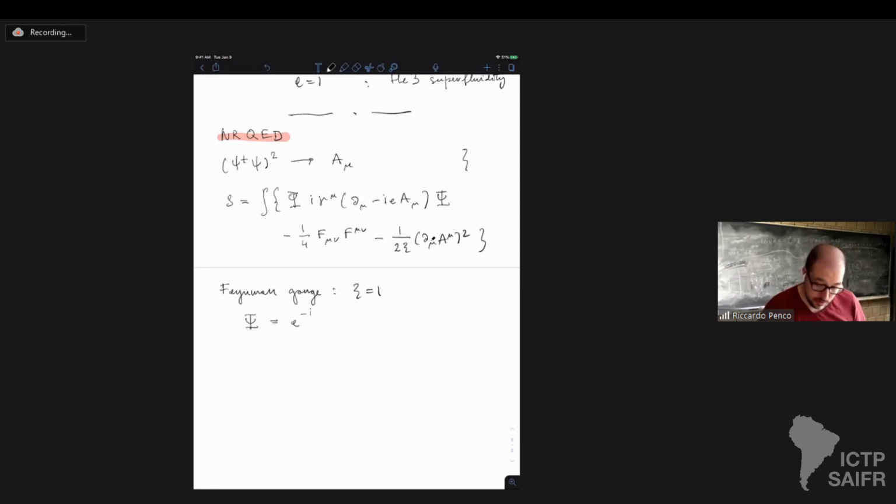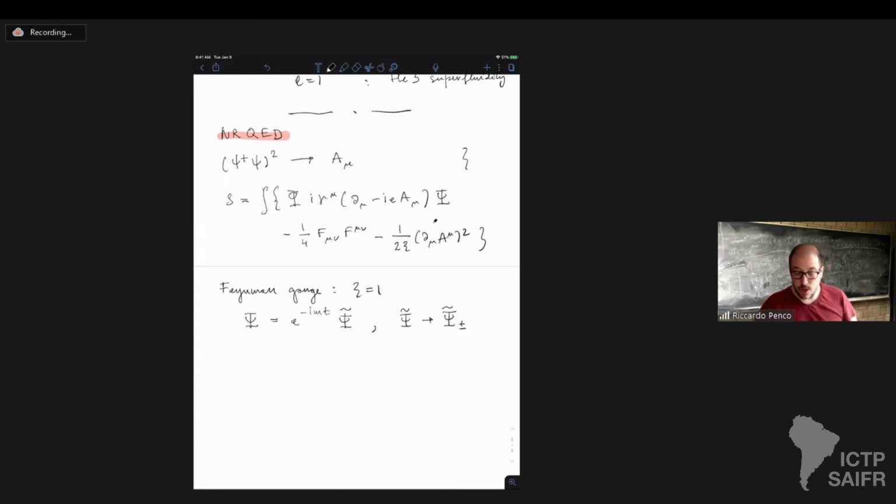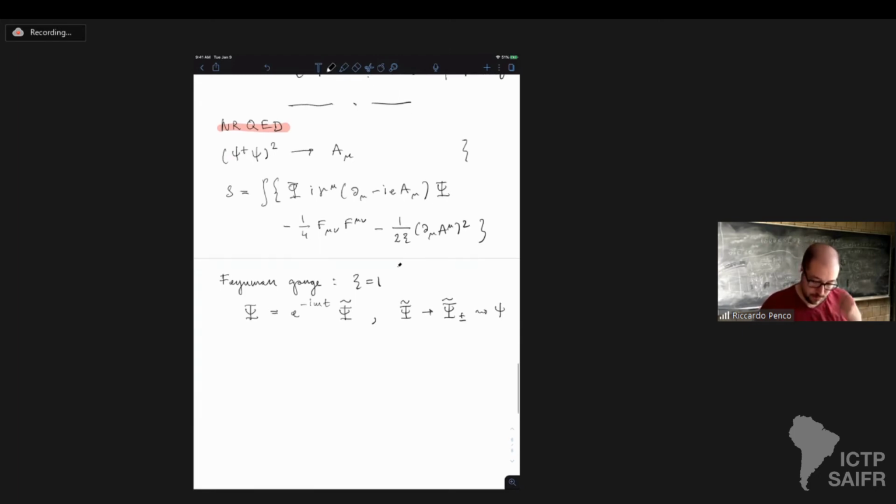The first step is we're going to rephase our field and extract the fast phase that corresponds to the rest mass energy. Then we're going to break up psi tilde into a psi tilde plus and minus. We're going to integrate out psi tilde plus and trade psi tilde minus, which effectively only has two independent components, for a two-component spinor.